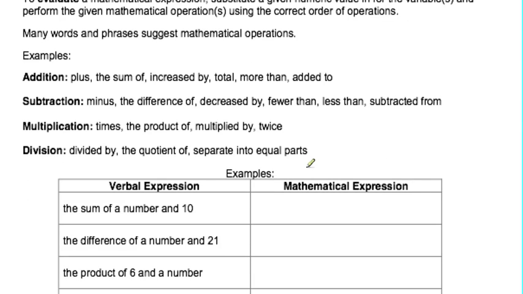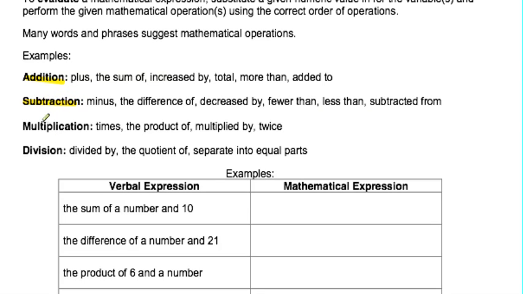Some of the hints that we're given when we have these mathematical expressions are words like plus, or the sum of, or increased by, or total, more than, or added to. All of these give us a hint that we're going to be doing addition. Minus, difference, decreased by, fewer than, less than, subtracted from, all tell us to subtract.